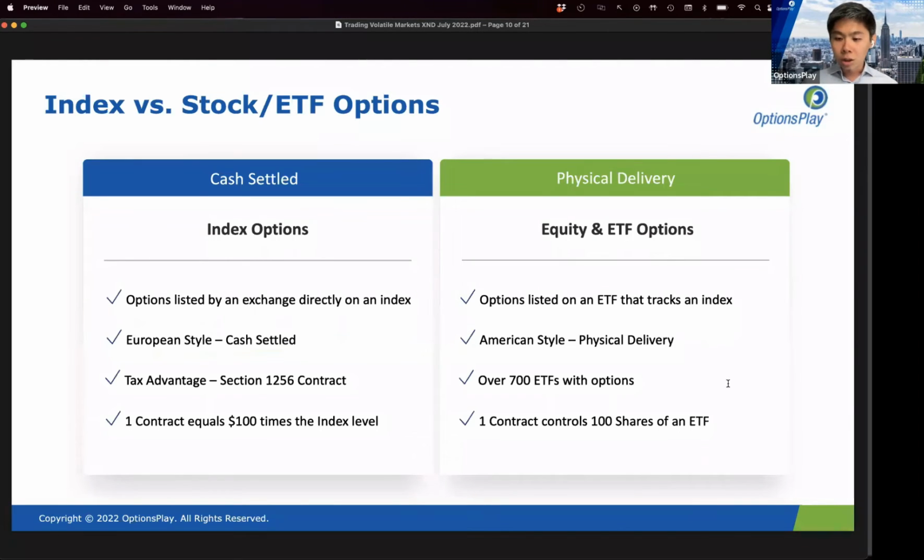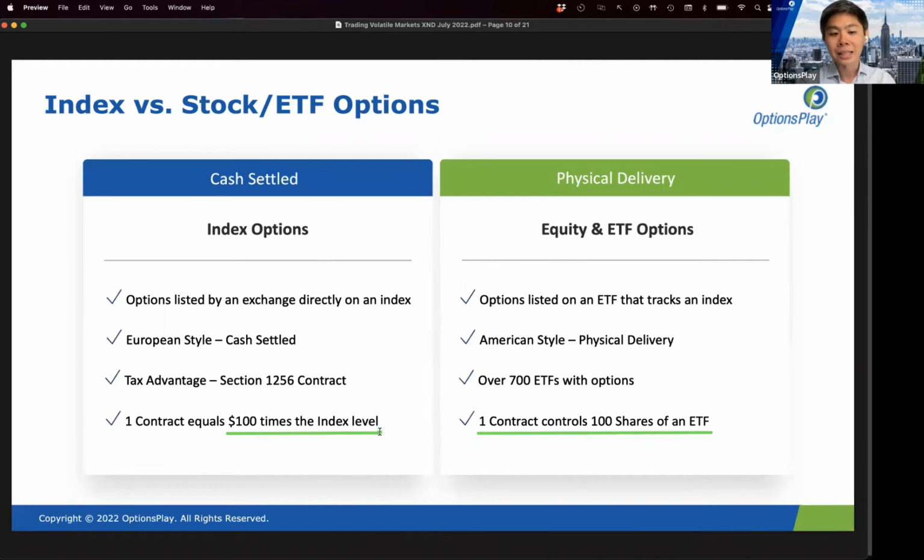So just like most stocks or ETFs, one contract controls 100 shares. Most indices have an index level that you multiply by 100 in order to trade the index option. So many times, from a trading perspective, the two are identical. They give you the exact same exposure to effectively the same underlying, but there are some very big practical differences. The European cash settle is certainly one.